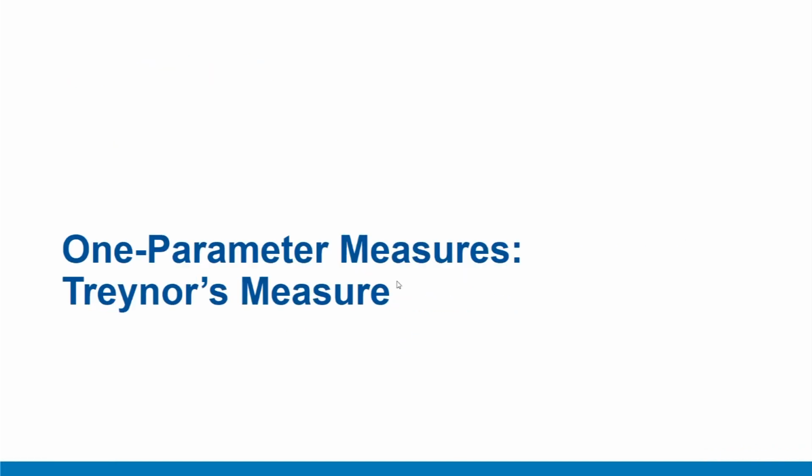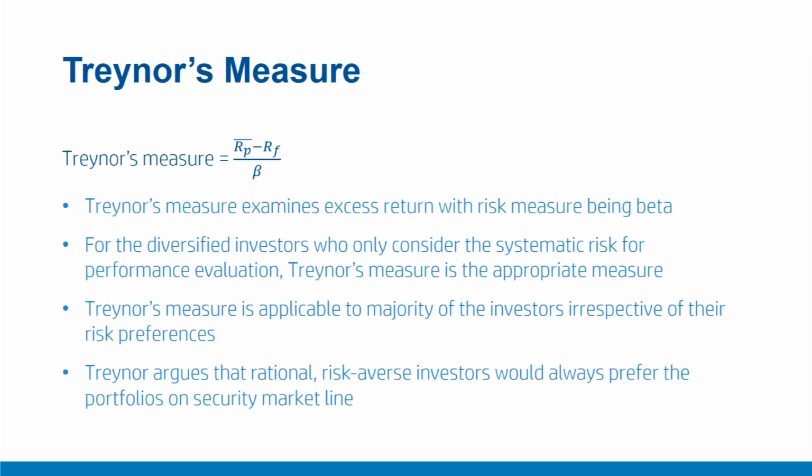In this video, we'll discuss Treynor's measure, which is a very important one parameter measure of portfolio performance. The formula for Treynor's measure is RP bar minus RF upon beta. It is very similar in construction to the Sharpe measure. The only difference here is that we examine the excess returns, that is RP bar minus RF, against the risk measure, which is beta. Beta, which is the sensitivity of any security towards the market, remains here as the appropriate risk measure.